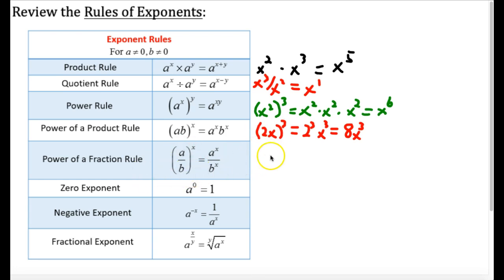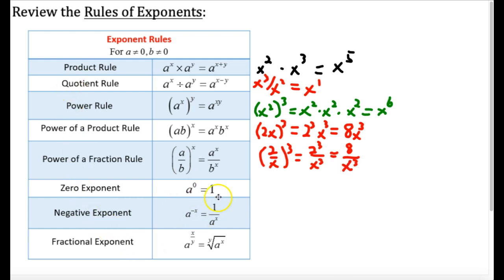Same idea when we have division, okay? If we have 2 over x raised to the third power, I need to raise both the numerator and denominator to the third power. So this would become 2 cubed over x cubed. Okay, and again, this could just be 8 over x cubed.